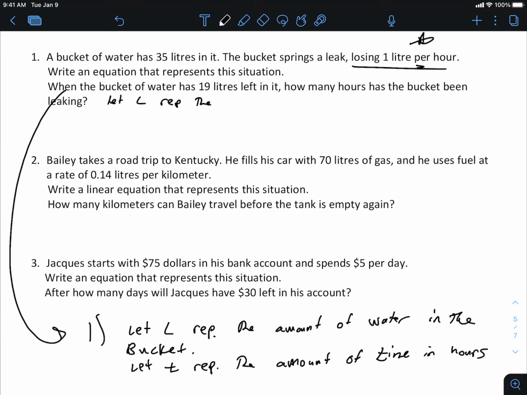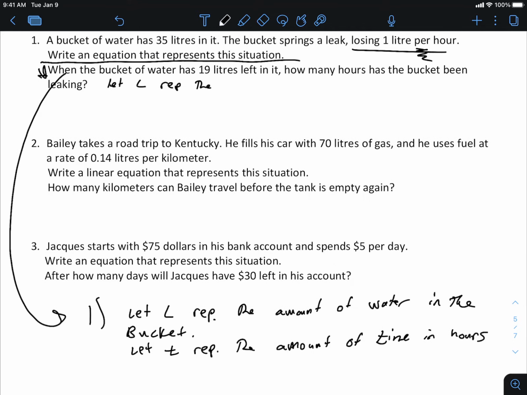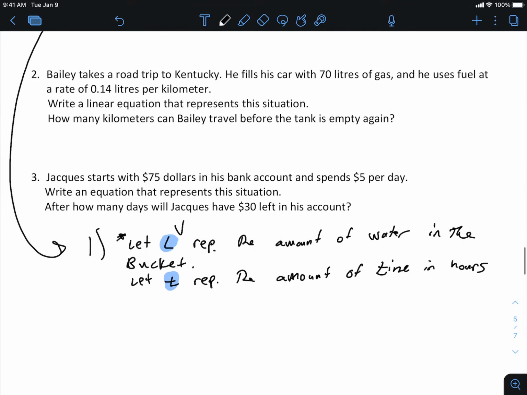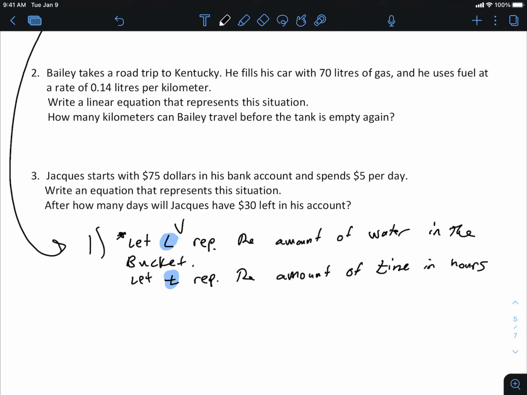Okay? And I think the easiest thing is, forget about this down here for a sec. We're just writing the equation. This is step 1. So I'm going to write an equation using the variables that I've defined. You can pick whatever you want for these. It doesn't have to be L and T. Could be V for volume. The point is our equation needs to tell us how much water is in this bucket. So, L equals, okay?